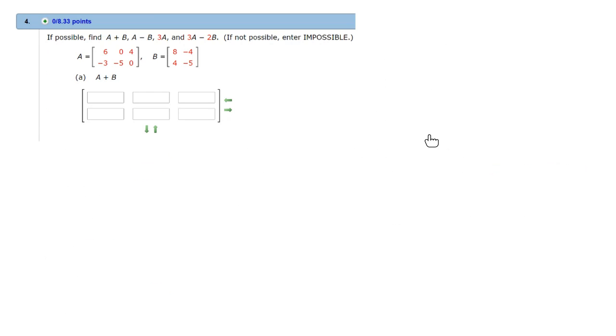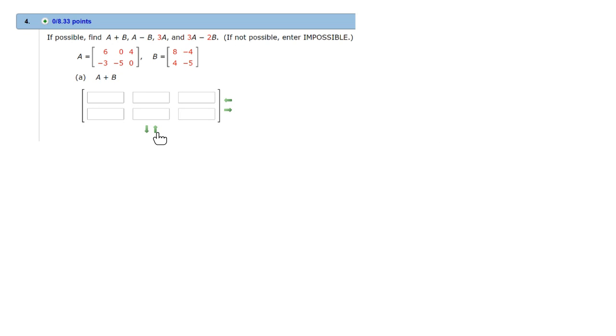Okay. So in WebAssign, the problems look something like this. If possible, find A plus B, and so on. And one of the common questions that I get every semester is, "Ms. Chuka, my answer should be a 3 by 3, but I only see 2 rows and 2 columns. So I don't know what to do to enter all my answer." And so I always send a screenshot.